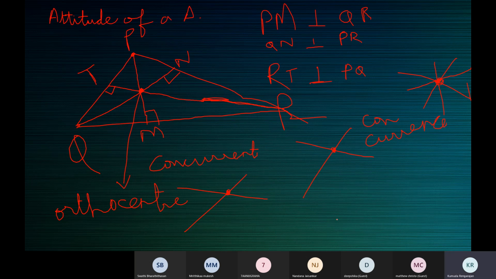So what is an altitude? It is a line segment from the vertex perpendicular to the opposite side. So here M need not be the midpoint of QR. See, like QM can be some 5 centimeters, MR can be say 9 centimeters. Similarly, N need not be the midpoint of PR, and T need not be the midpoint of PQ. The angle formed there will be 90 degrees. This angle is 90. That is what is important.